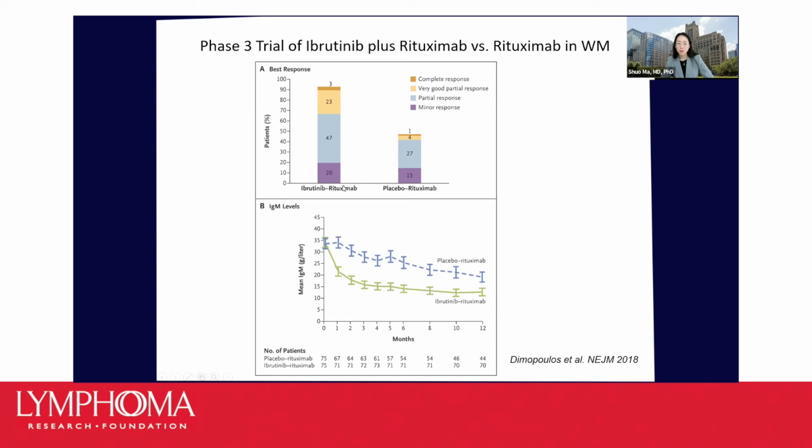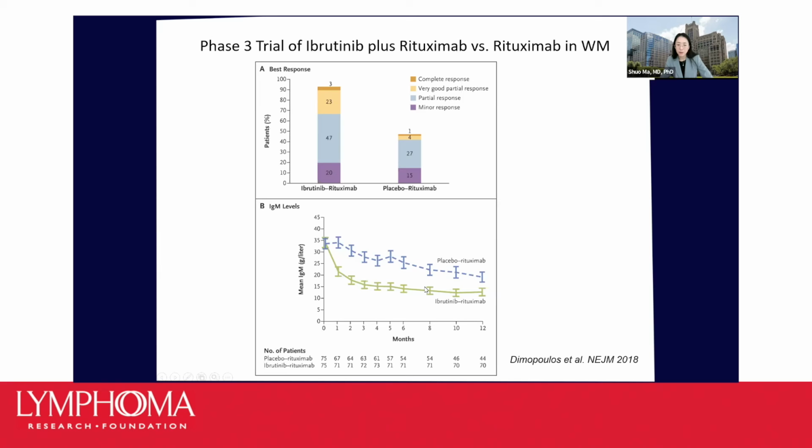So this study showed that by adding Ibrutinib to Rituximab, you significantly increased the response rate. You can see the bar graph on top. So overall response rate was over 90% for the combination versus less than 50% with Rituximab alone.